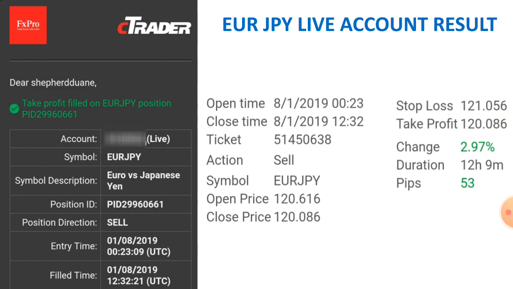Now, the trade that I'm going to be taking a look at to illustrate this concept of stop loss placement comes from the one that was done recently on the EUR Japanese yen on my live account with FX Pro, where I captured a trading gain of 53 pips, which represented a rate of return of 2.97%, which, as you can see, was captured in just over 12 hours.